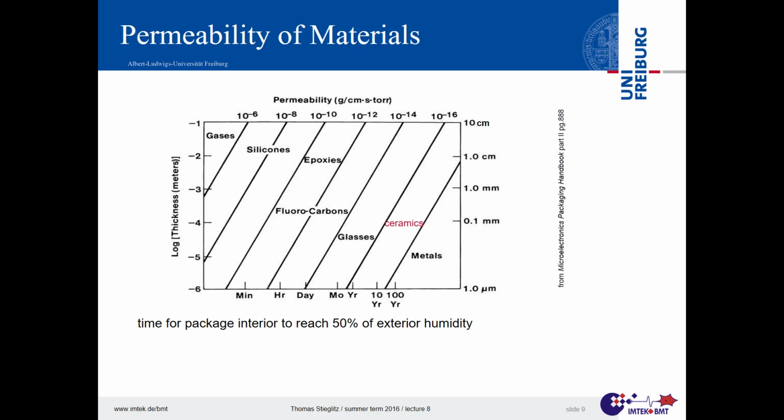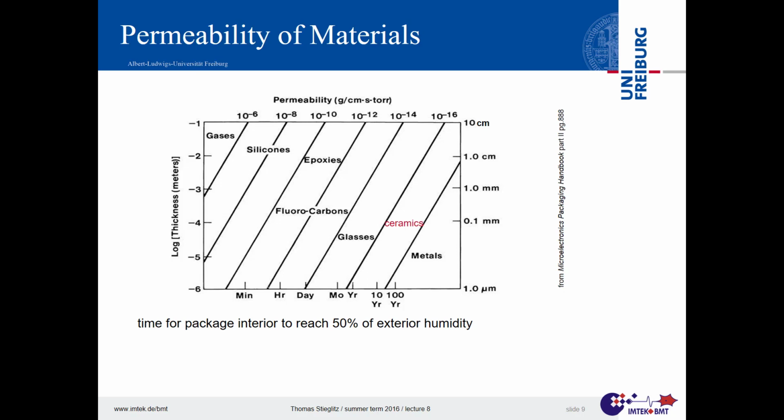So, we have different materials here. Silicone rubbers, epoxies, fluorocarbons, glasses, ceramics, metals. And you will find silicone rubber as encapsulant for medical devices. And looking here, you would say, well, this is on the very left-hand side. And if we think about the definition of hermeticity, if water vapor comes in, it's bad. And the definition here is how long does it take until the inner side of a package has 50% of the water from the outside world.